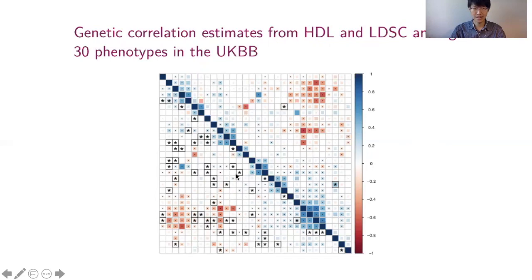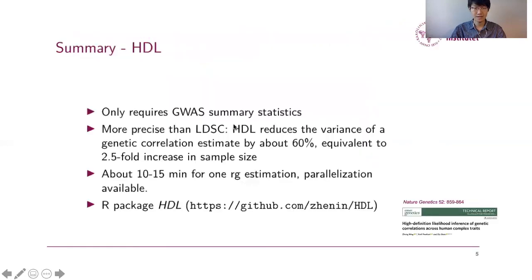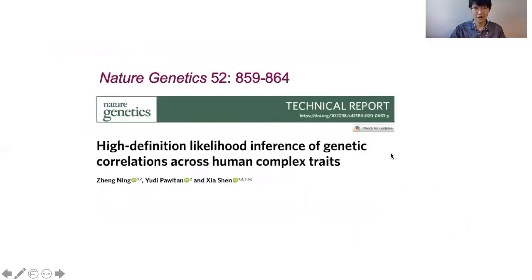We can see that there are many more significant results in the lower triangular, which is the HDL result, because HDL estimates have lower standard errors. In summary, HDL only requires GWAS summary statistics to estimate genetic correlation, but it's more precise than LDSC. It takes about 10 to 15 minutes to estimate one genetic correlation, but it can be easily parallelized by using our R package HDL, which is hosted on GitHub. If you are interested in more details about HDL, you can read our paper.